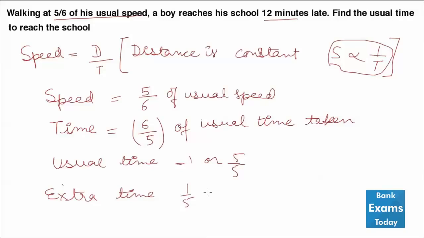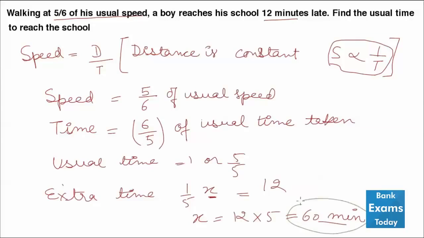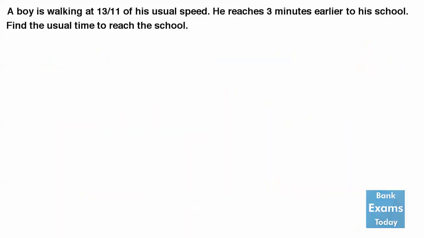So 1/5 of usual time, we take x as usual time taken. 1/5 of usual time is 12 minutes. And the usual time comes out to be 12 multiplied by 5. So that is 60 minutes or 1 hour. So 60 minutes is our answer. The boy usually takes 60 minutes to reach his school, and that is our answer.